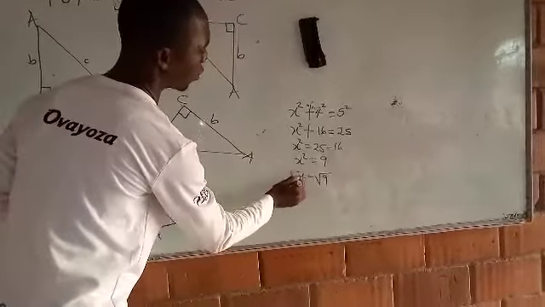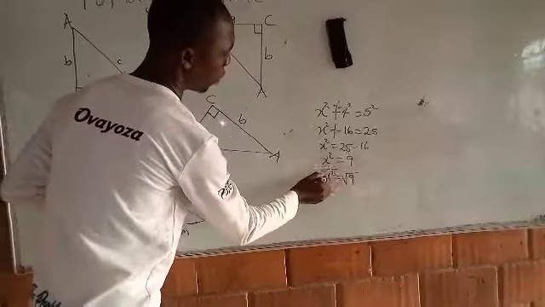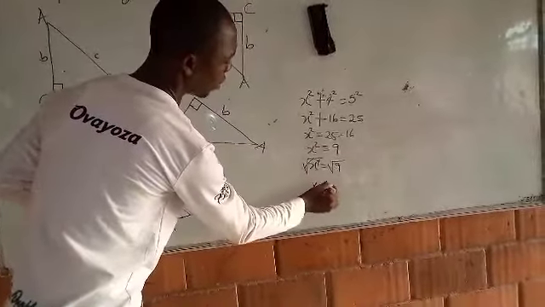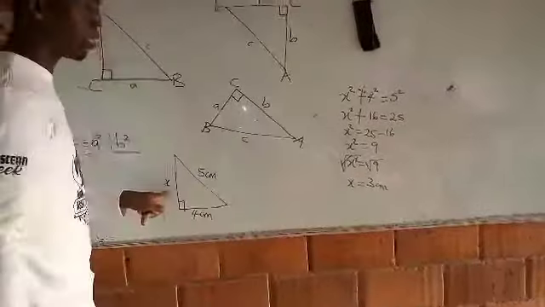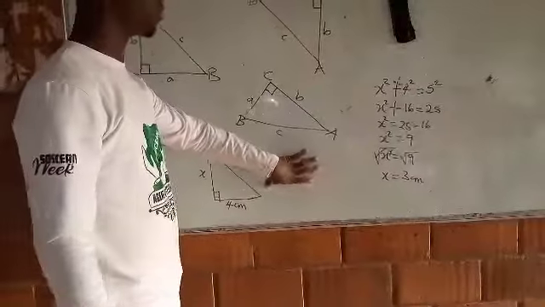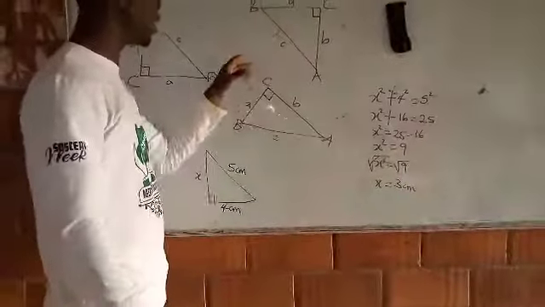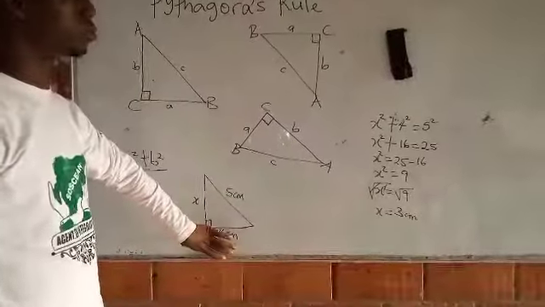That is, if I take square root of both sides, square root of x squared will be x. Square root of 9 will be 3. So that means this side is 3 centimeters. So this is how to apply Pythagoras rule to find any length of any of the sides of a right angled triangle. Thank you.